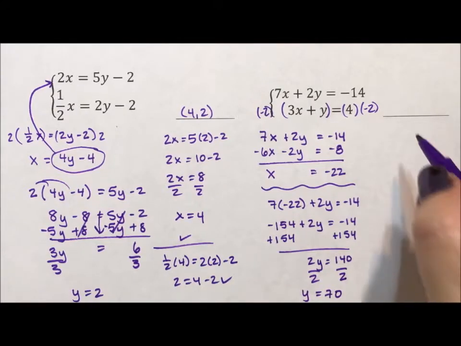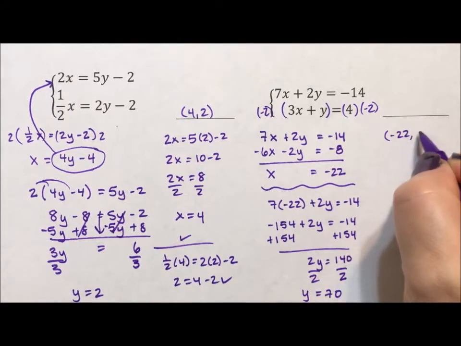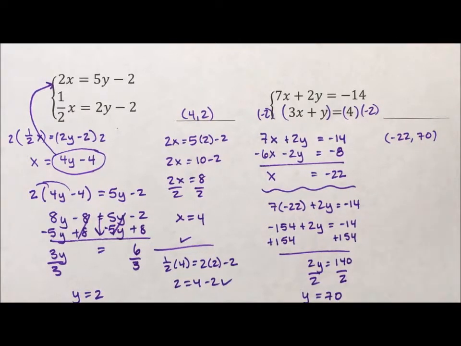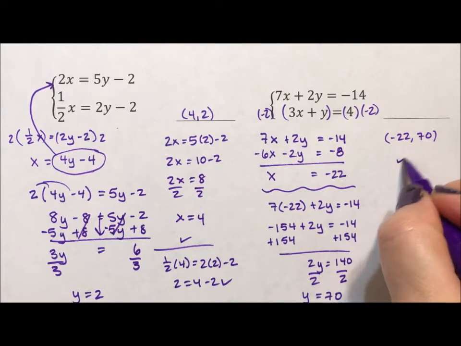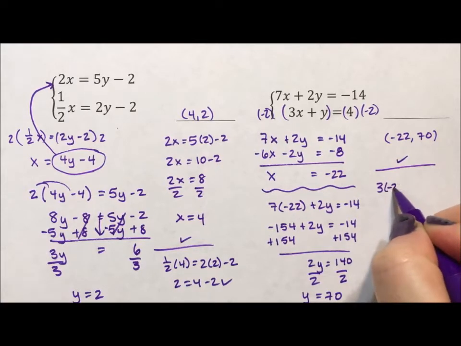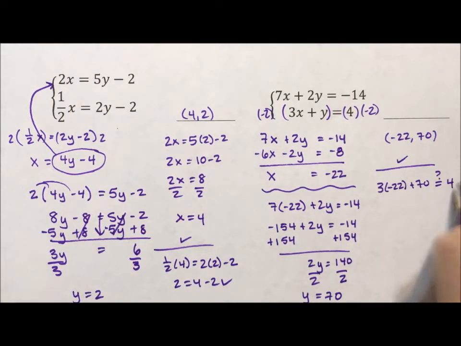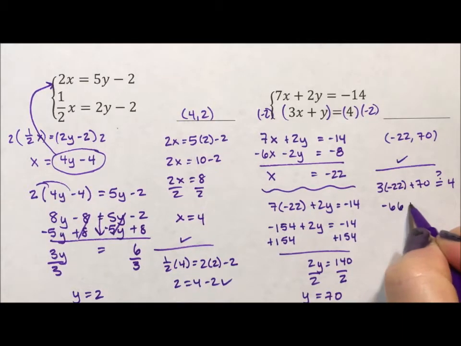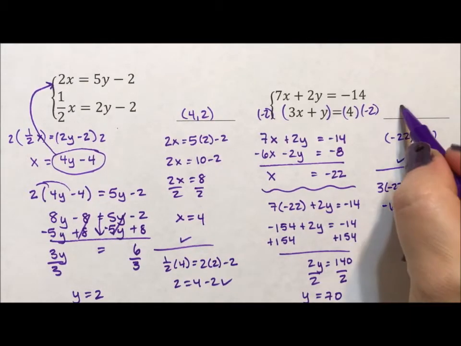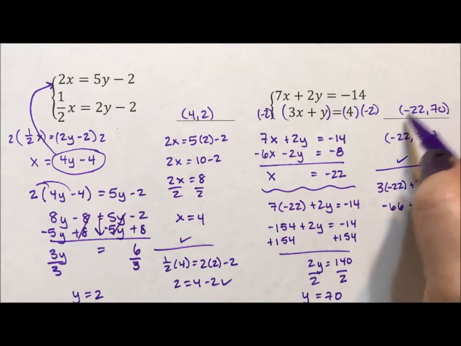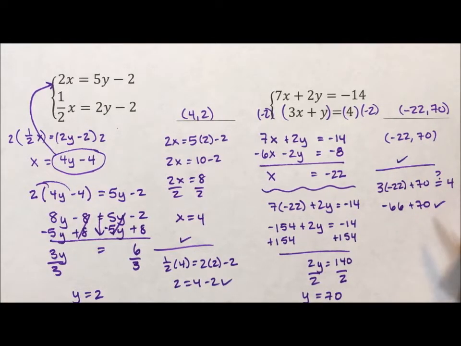So now I have an answer. The answer I have is -22 and 70. I need to check to make sure it works. So I need to check to make sure that 3 times -22 plus 70 equals +4. So -66 plus 70, that works. So (-22, 70), in parentheses, an ordered pair (x, y), is our correct answer.